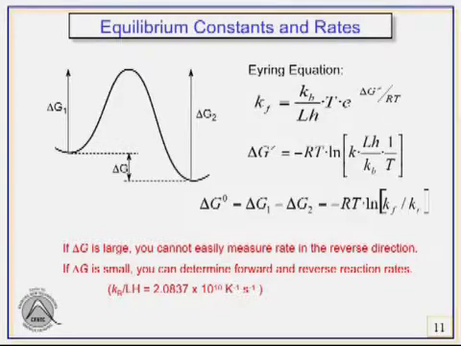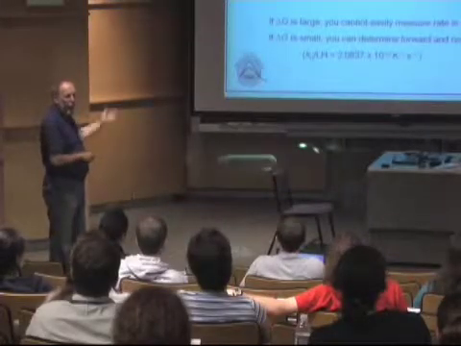And the way this works is you can sum the delta G of the forward and the delta G of reverse, and that adds up to be the delta G for the reaction. So if this delta G is large, you can measure this rate, but it's hard to measure the back rate, because when you go back, you go forward all the way.